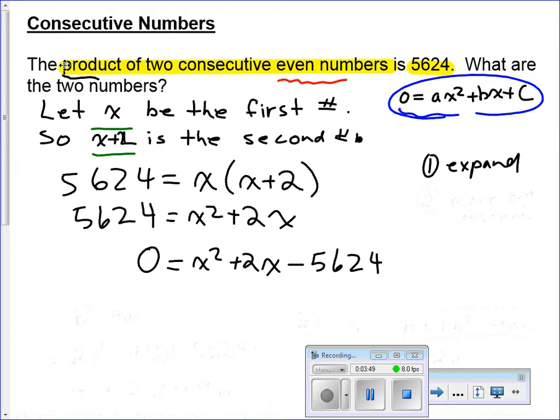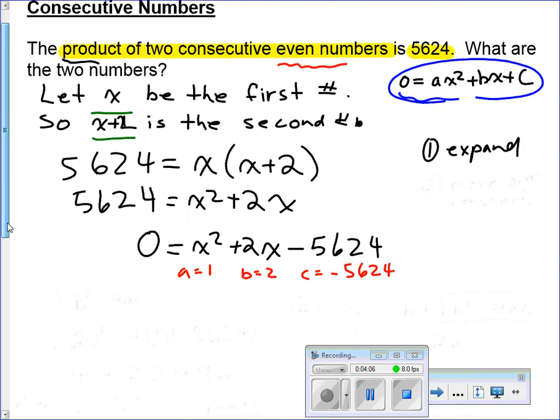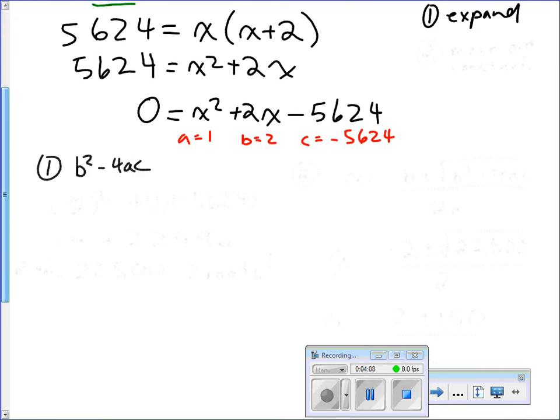From here, you say, okay, I need two numbers that multiply to negative 5624 and add to 2. That's ridiculous. I can't figure that out. So you know what you're going to do? You're going to take this and identify your a, b, and c, and you're going to use your quadratic formula. And we're going to follow the pattern that we did before. We substitute in, right? b squared minus 4ac. We get this.